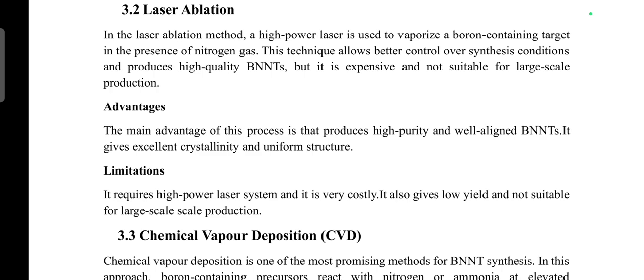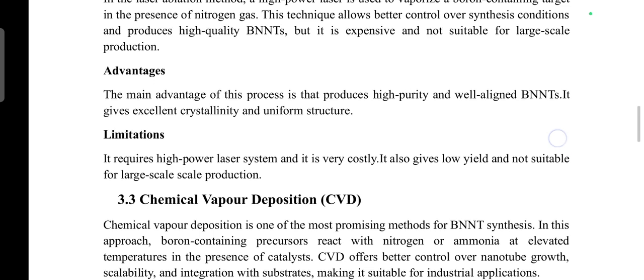Limitations: what are the limitations of the laser ablation method? We will also discuss it. The limitation of the laser ablation method is that it requires a high powered laser system and it is very costly. It requires so much cost, and we maybe cannot afford it.